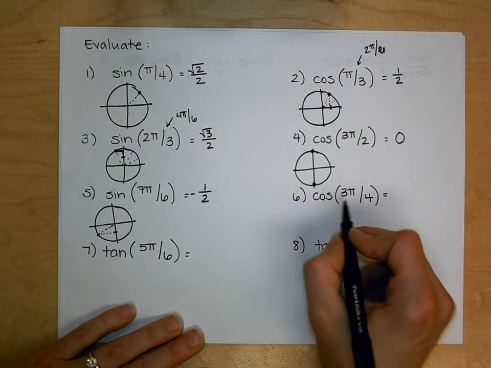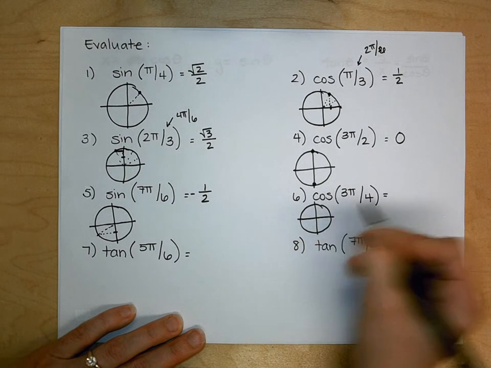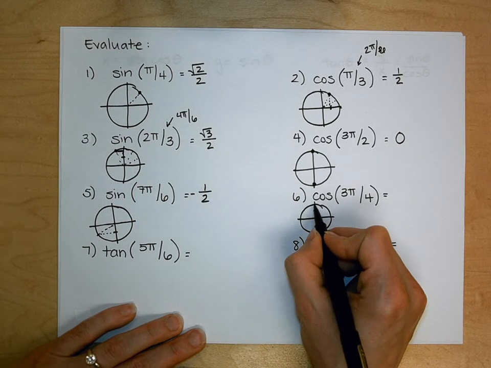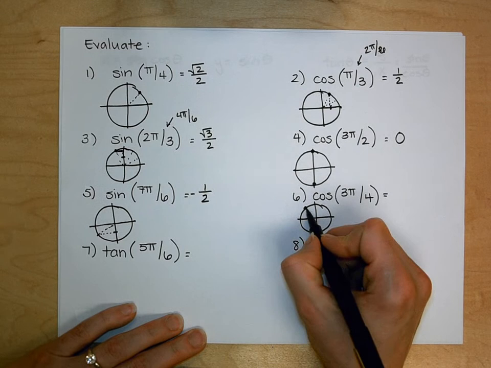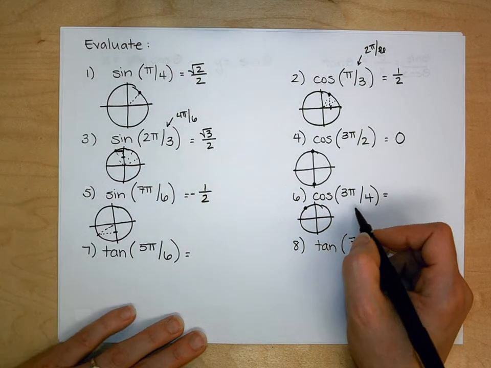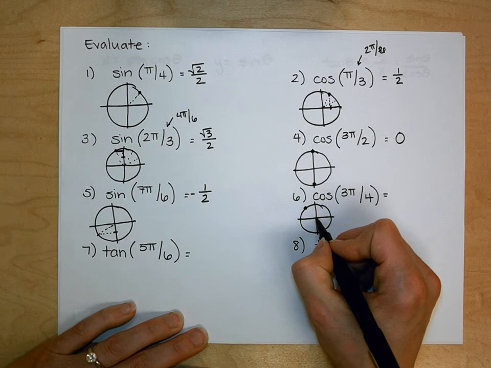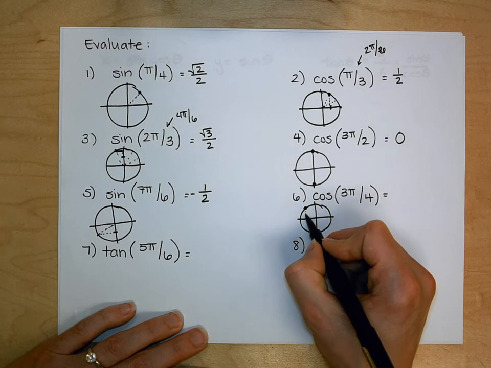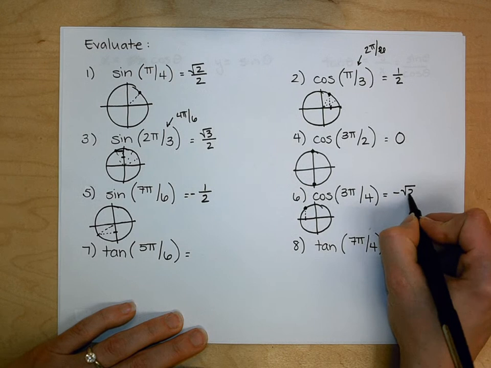Cosine of 3 pi over 4. Okay, I have 1 pi over 4, 2 pi over 4's, 3 pi over 4's. And I know this one corresponds to the square root of 2's over 2's because it's one of our 45, 45, 90 triangles. So from here, I can just think about what sign it should be. I see it's a negative, so it should be negative root 2 over 2.